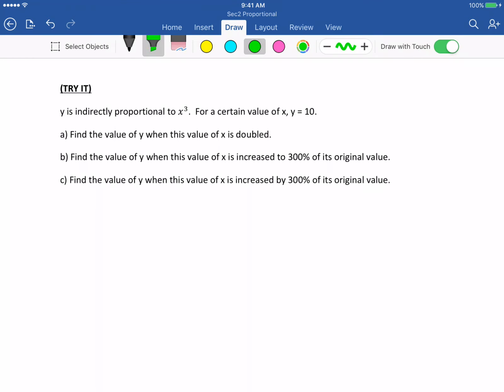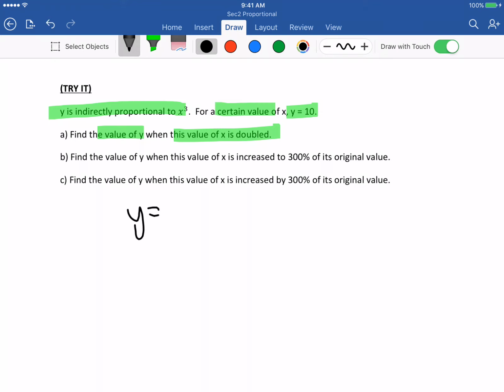The question says y is directly proportional to x squared. For a certain value of x, y equals 10. Find the value of y when this value of x is doubled. So write the equation first. Write down the equation that y equals k over x cubed, because it's indirectly proportional. For a certain value of x, y is equal to 10. So sub y equals 10 in, so y equals k over x cubed.